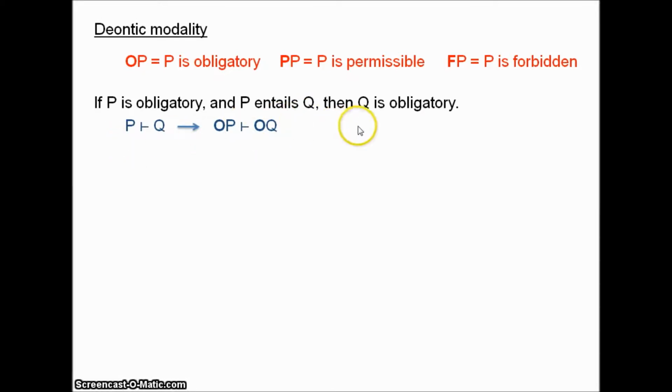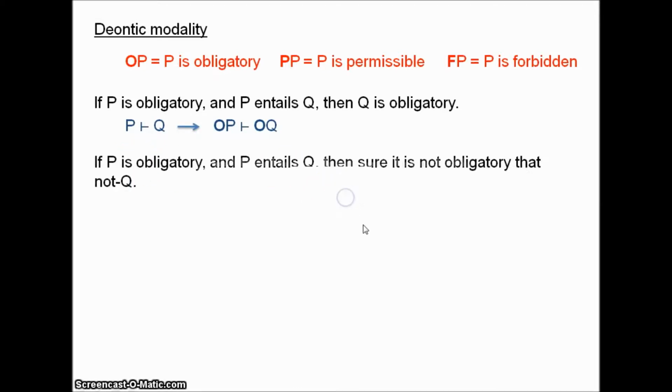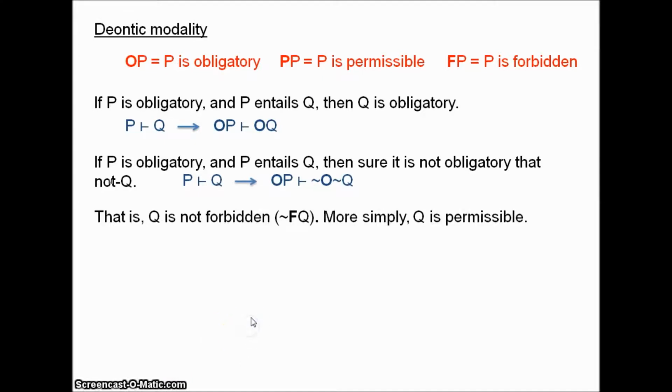In fact, we can make a weaker statement here. Let's say if P is obligatory and P entails Q, then surely we must say that it is not obligatory that not Q. Or in other words, it is not the case that it is forbidden that Q is not forbidden. Or more simply, Q is permissible. So if P is obligatory and P entails Q, surely we must say that Q is permissible. So if we can derive Q from P, we know we can derive it is permissible that Q from it is obligatory that P. Let's call this principle O1.